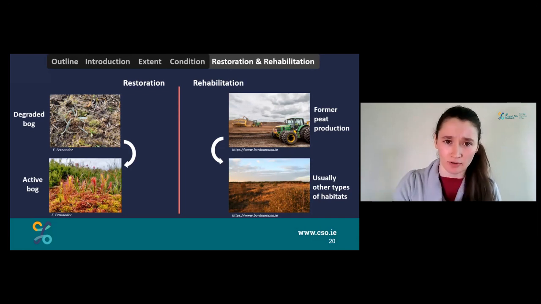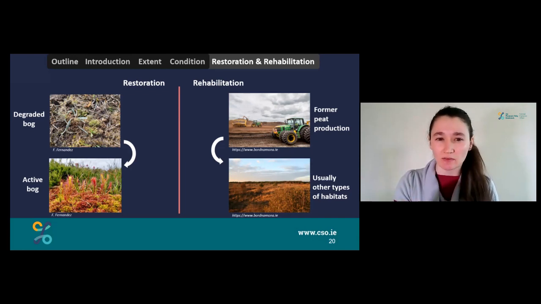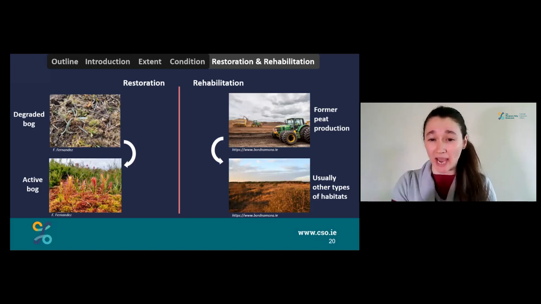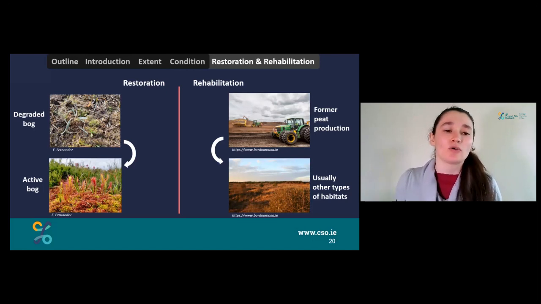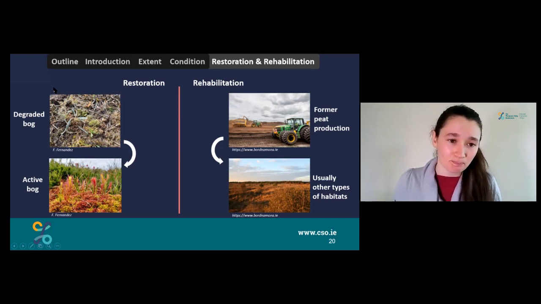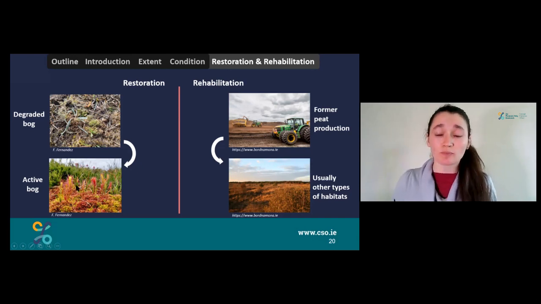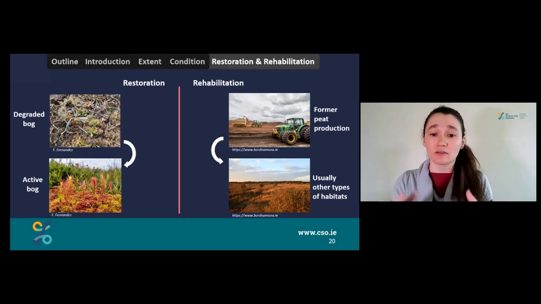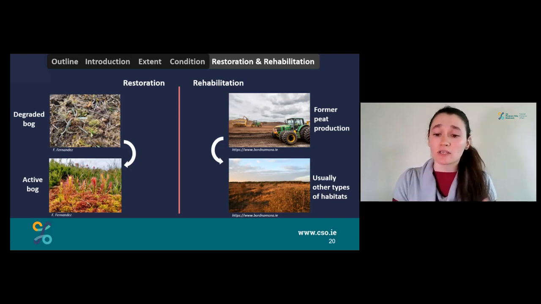Before going any further, I really need you to understand the difference between restoration and rehabilitation. Restoration is the process to assist the recovery, by human interventions, of degraded peatlands or drained peatlands to active peatlands, which will provide goods and services that are similar or equal to natural peatlands.